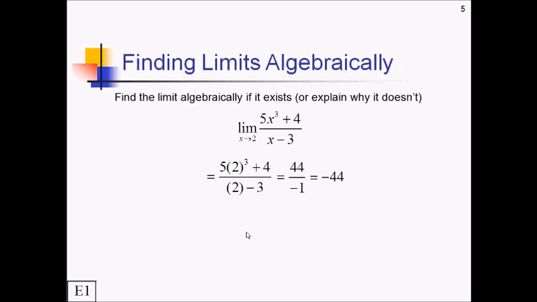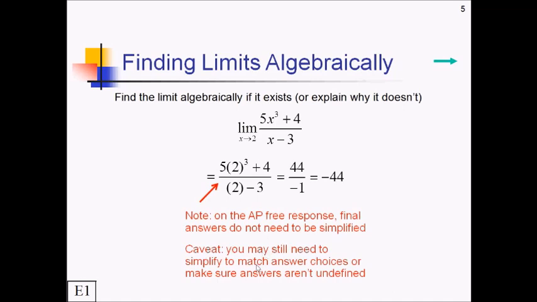Now a little bit more about what we did here. It turns out on the AP free response, your final answers don't need to be simplified. If this were a free response, you could have just left it as this collection of constant garbage right here, and you would have been done. The only caveat to this is that you might still need to simplify to match answer choices on multiple choice or to make sure your answers aren't undefined. If this stuff comes out to something undefined, then it would not be acceptable.